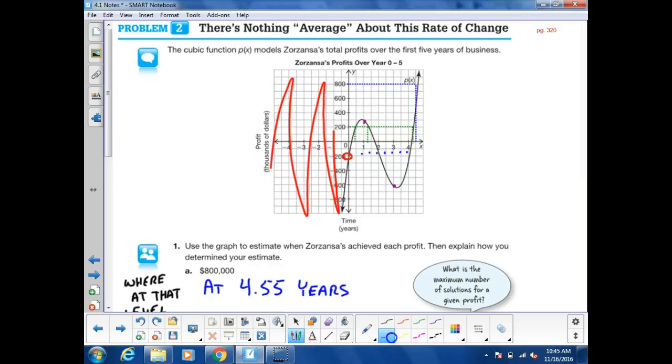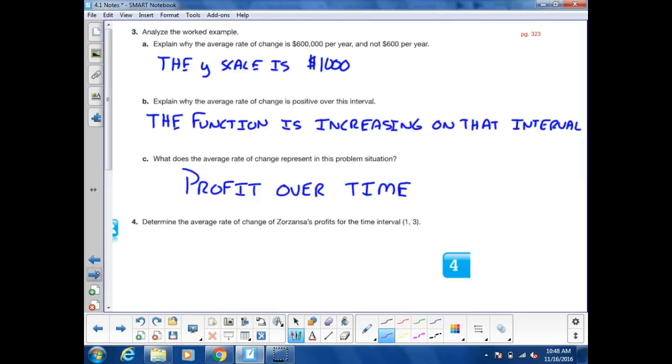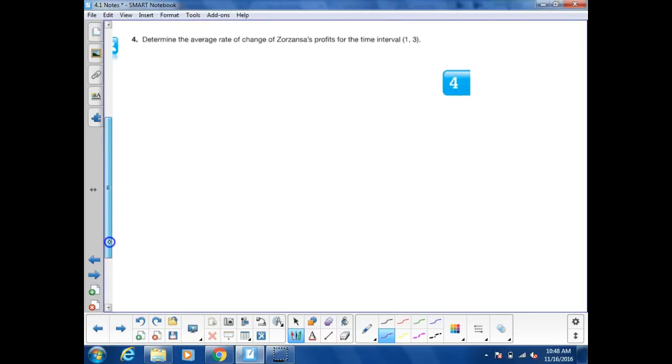Why should it be negative? Because it's decreasing on that time frame, right? Okay, figure it out for me. So, in order to determine the average rate of change of Zorzanza's profits on that time interval, what do I need? I need the points where they're at, right? Okay, so at the first year, what is Zorzanza's profit? About 300,000. Yeah, so I'm just going to go 300 there because it's in thousands.